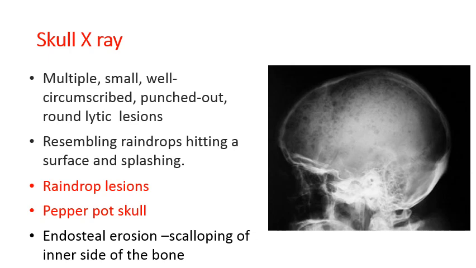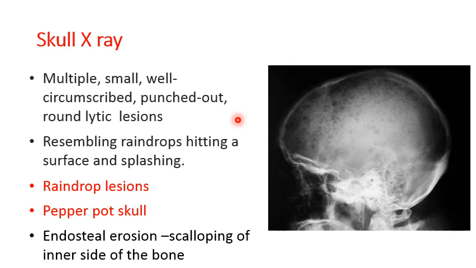The skull X-ray of myeloma has very typical classic appearances. This is the skull X-ray appearance. It can show multiple small, well circumscribed, punched out round lytic lesions of different sizes. So this is the classical appearance. It resembles raindrops hitting a surface and splashing. That is the appearance they describe and call raindrop lesions, or some people call it pepper pot skull. It's like a pepper pot.